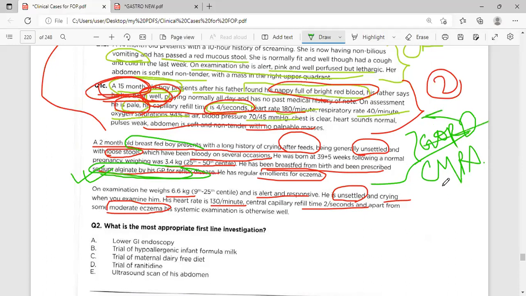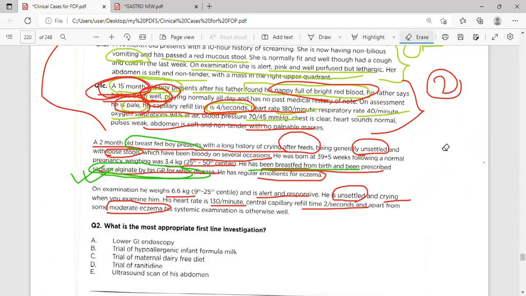Now this could be a case of cow's milk protein allergy, but they said that he has been exclusively breastfed from birth. So how is it cow's milk protein allergy? Mother might be taking cow's milk. Exactly. So his mother must be taking some cow's milk or any substance, for example, cheese or butter made from cow's milk. That is the reason he is presenting with features of cow's milk protein allergy. This is the exact history.